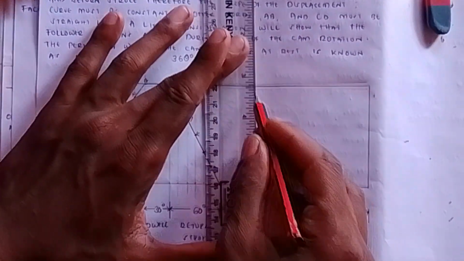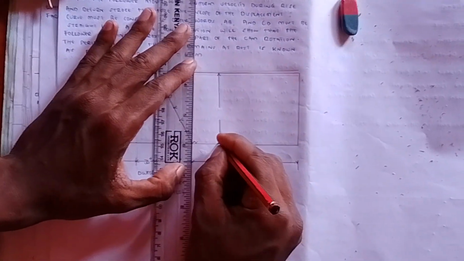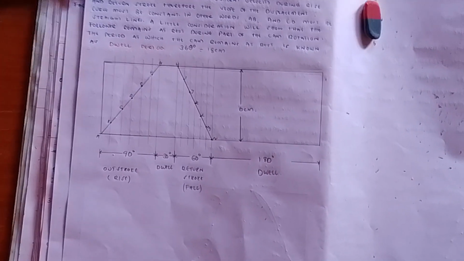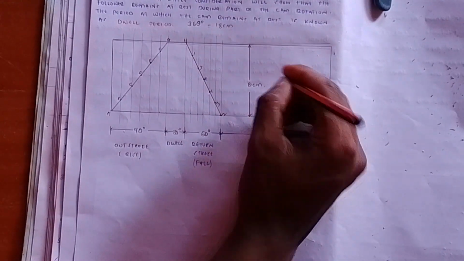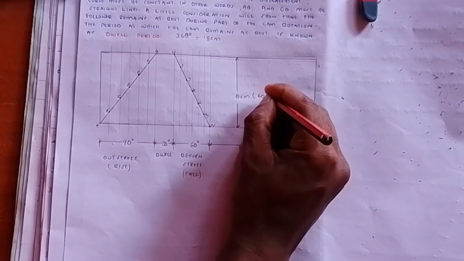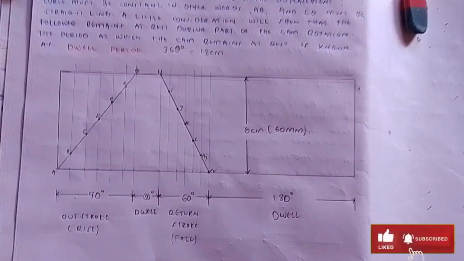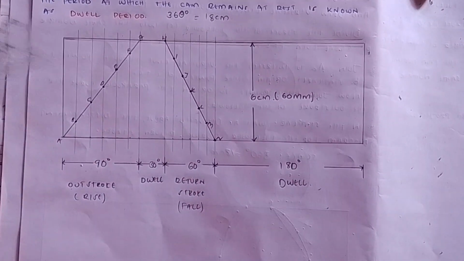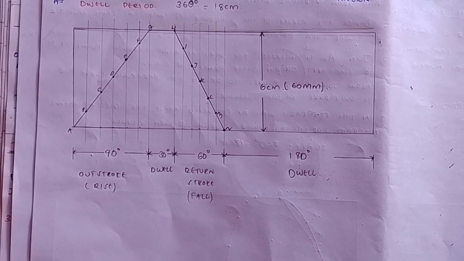So here, this is always the dwell. You can always label here. This is a stroke, and our stroke was 6 centimeters, which can always be given either in centimeters or in millimeters. So this will be 60 millimeters. Even in my previous videos, I have labeled the outstroke, the dwell, the return stroke, then the dwell. Use the formulas that I'm saying, and you will see how simple this is.